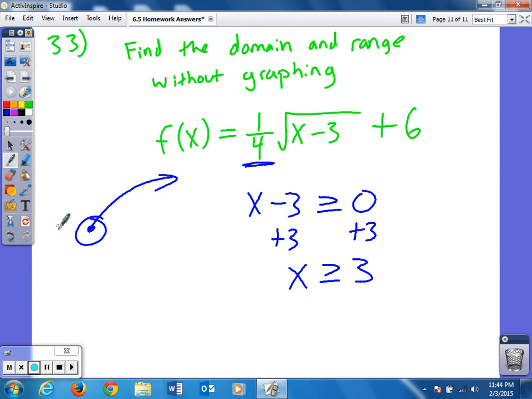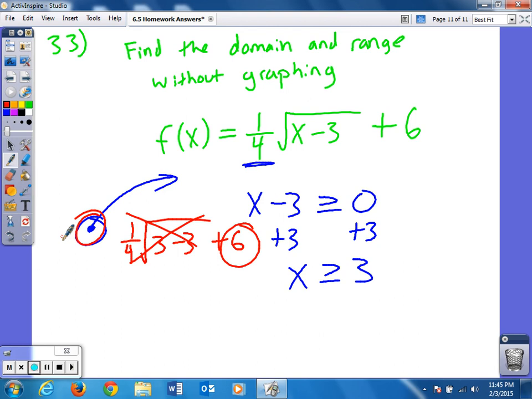And that point that I circled is where x is 3. That's the farthest to the left we can get. So let's take our x value of 3 and plug it into the function and see what we get. So this is 1/4 times the square root of 3 minus 3 plus 6. 3 minus 3 is 0, so that whole thing just goes away, and we get 6. So that means the y value of this point here is 6. So the range is y is greater than or equal to 6.